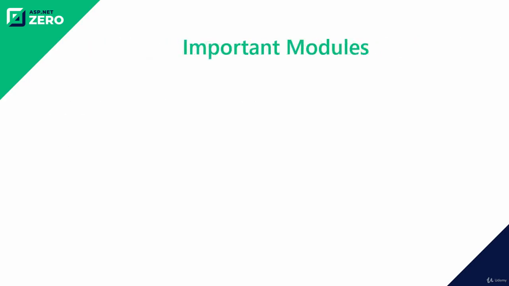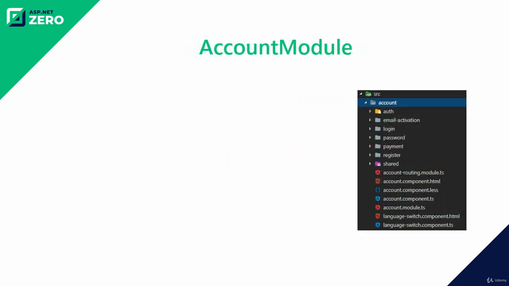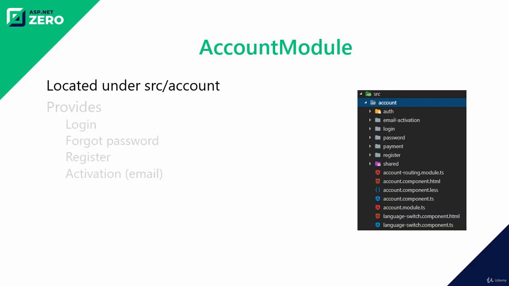Before we go back to the demo, I want to zoom in a little bit more on the default modules, which we already touched upon briefly, so the account module and the app module. And let's start with the account module. In your source code, you will be able to find this module under the account folder. The account component is the root component for the module. And in the account routing module, you'll find the different routes for the subcomponents.